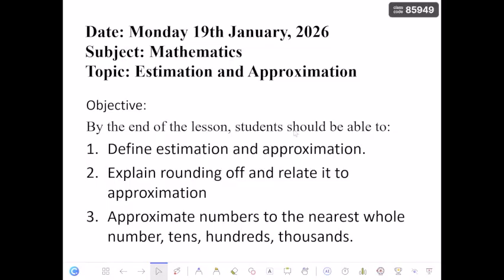You are welcome to week 3, and this is our first lesson for week 3, and that is estimation and approximation. Today in the class, we defined estimation and approximation, we rounded up numbers, we rounded off numbers, and we tried to look at it in approximation. Then we tried to do approximation of numbers to the nearest whole numbers, nearest 10, hundreds, and thousand. So this was the objective we achieved in class today.